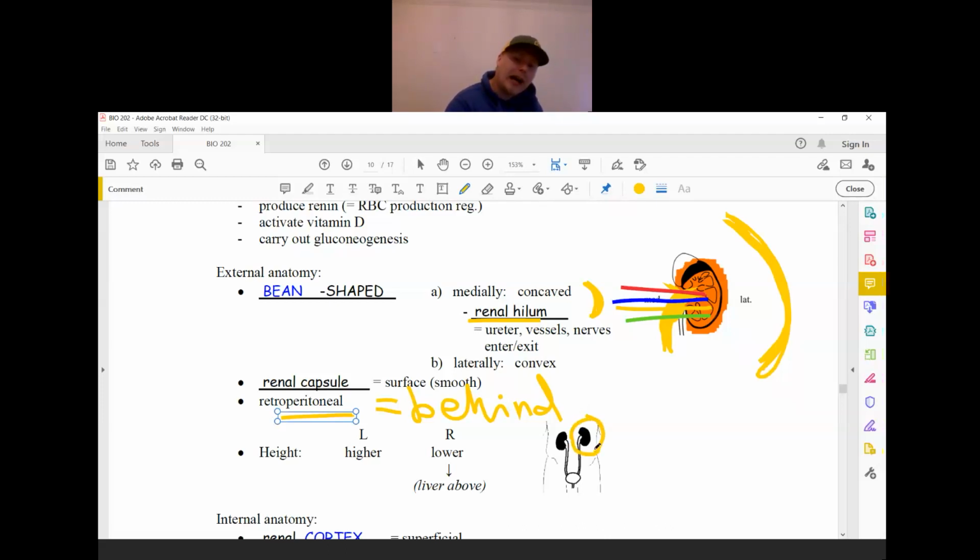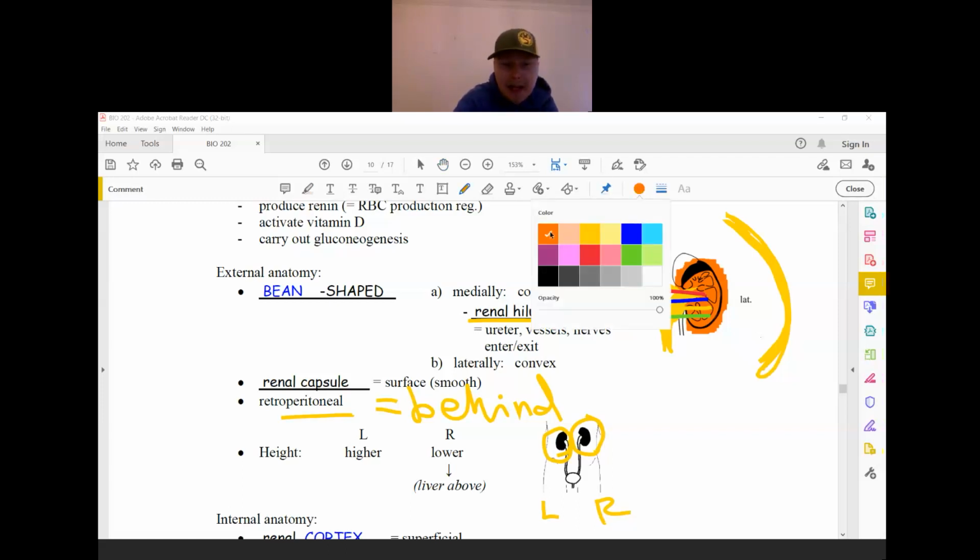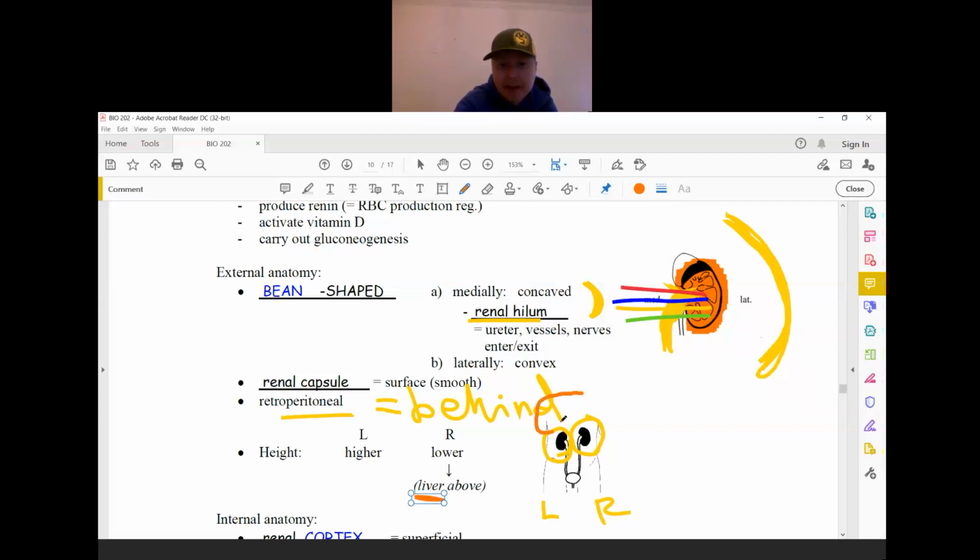Another thing to note is that the right kidney is located higher than the left kidney. This is because especially on the right side, a large proportion of the space is taken by the liver that's located on top of it. So that causes the right kidney to be located a little lower.